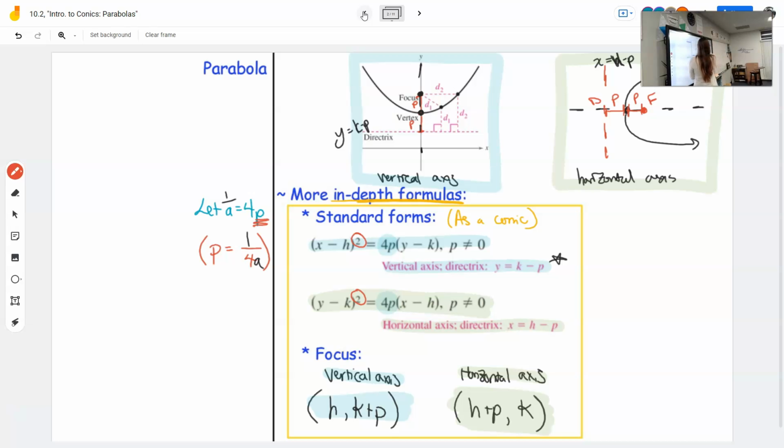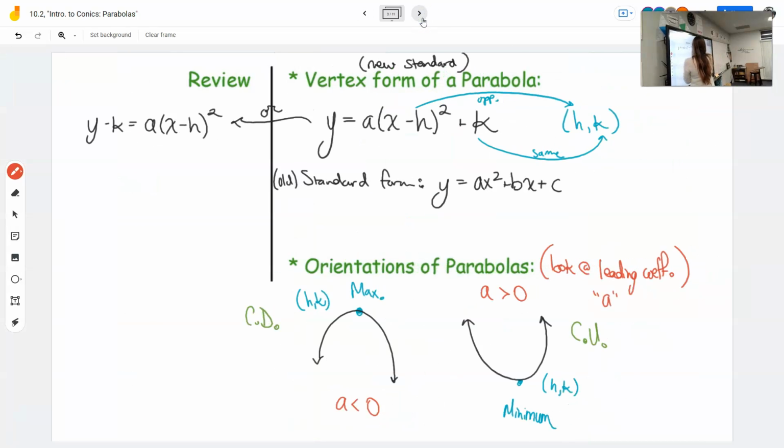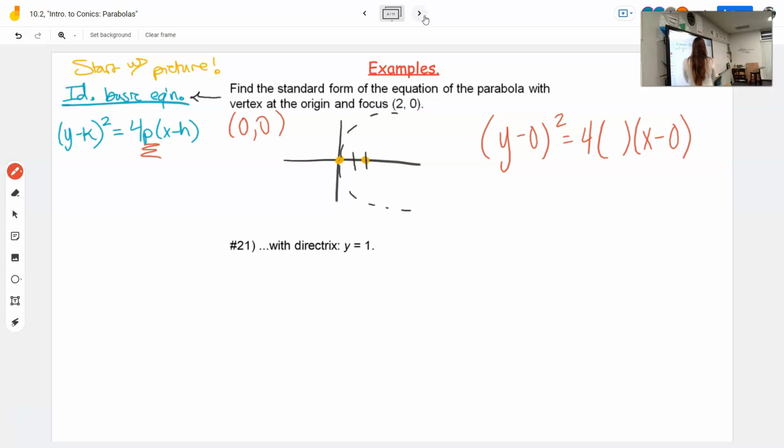The distance from the vertex to the focus and or directrix. So what's my distance? And why am I plugging in a positive 2 and not a negative 2? Because it's headed in the positive direction. It's headed in the positive direction to the right. So my P is equal to 2. And I'm done.